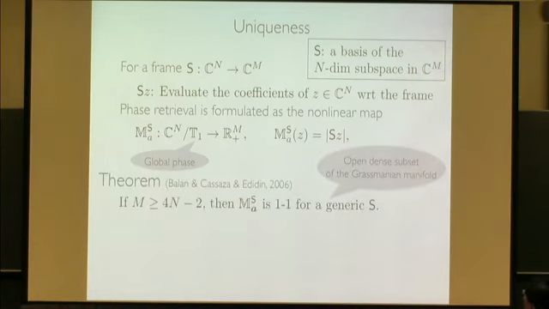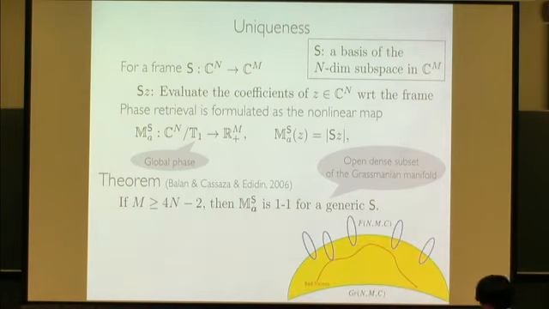The theory by Balan and Casazza says that if m is large enough, in particular m is greater than or equal to 4n minus 2, then M_S is 1-1 for a generic frame. What does it mean? By generic, I mean that on the Grassmannian manifold, it is an open dense subset. So if you put a probability measure on the Grassmannian manifold, it tells you that with probability 1, all the frames you choose will have this 1-1 property.